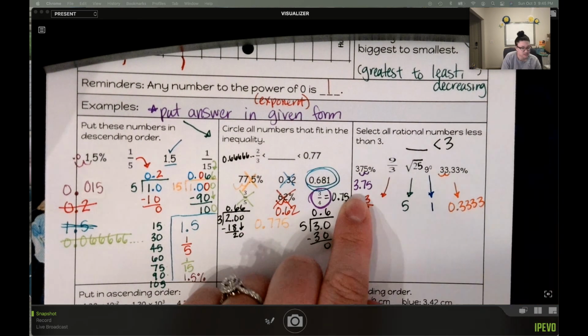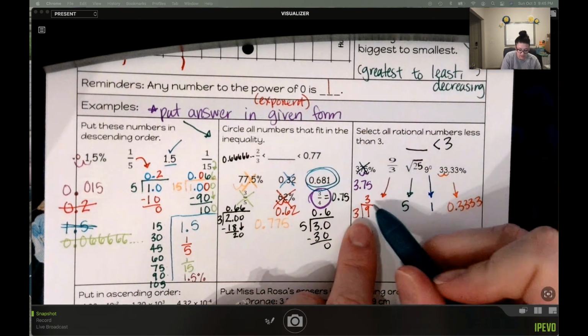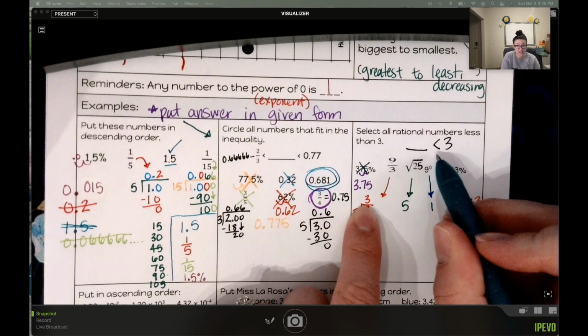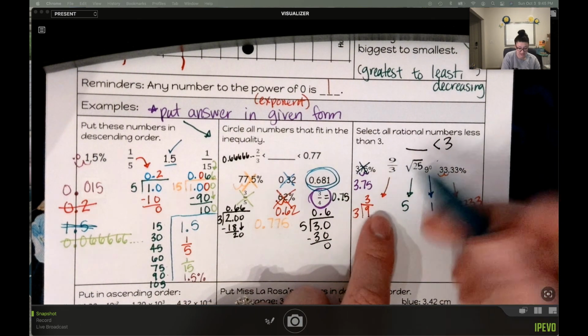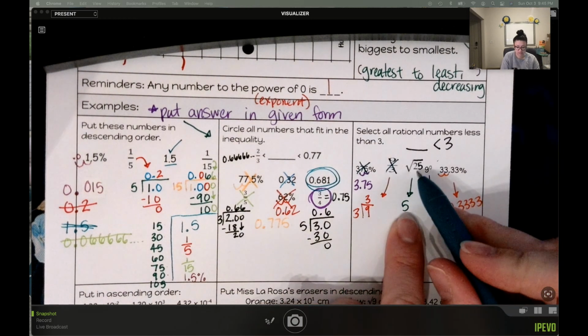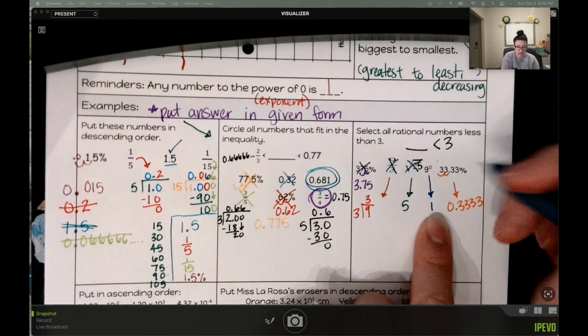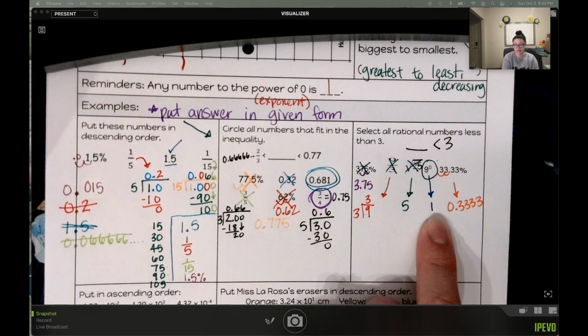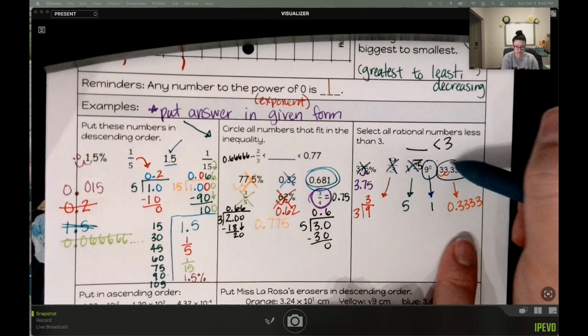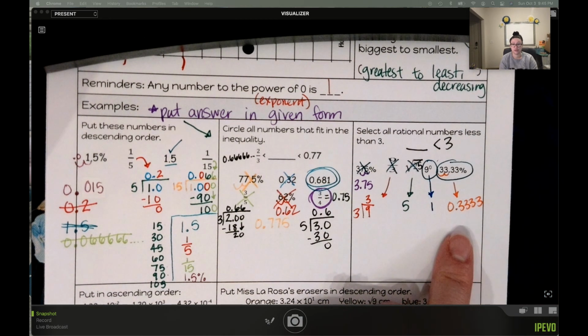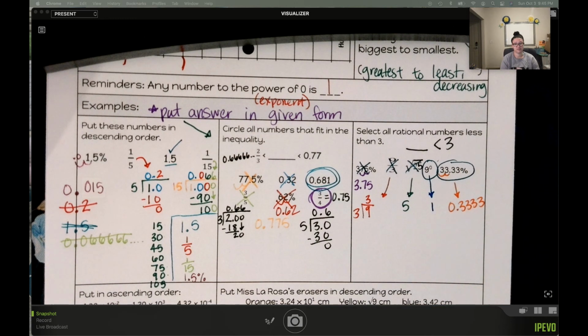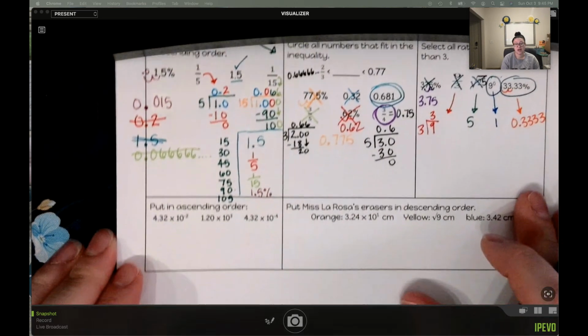We need to circle every number that is less than 3. This one, too big. This one equals 3. It is not less than 3. That one was tricky. 5 is bigger than 3. 9 to the 0 power, 1, is less than 3. 33.33%, 0.333 is less than 3. Okay. Let us know if you have any questions on those. Otherwise, we're going to move on.